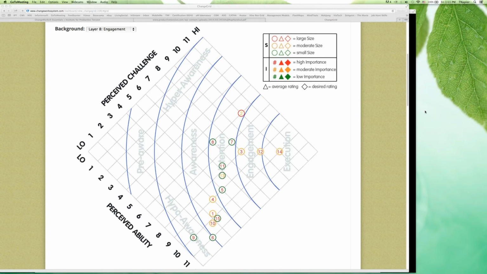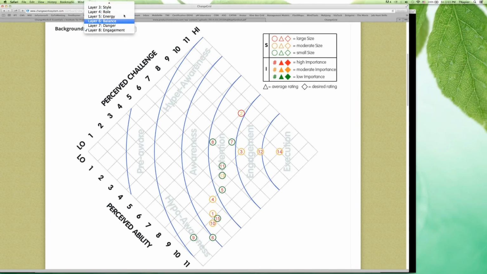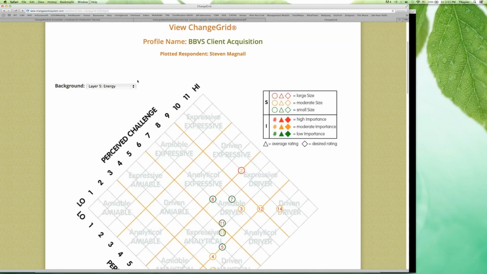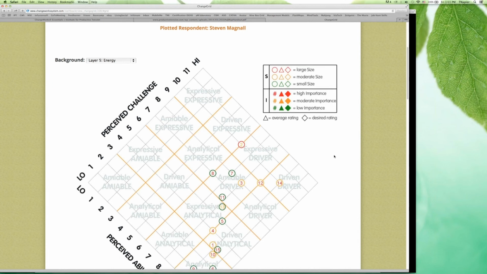Now, I certainly have a PowerPoint presentation around this whole thing, but we seem to be looking more and more at ChangeGrids in order to help you explore this idea of ideal locations. I'm going to go back to the energy layer because that's the layer we seem to use the most when it comes to establishing the ideal location. So let me scroll up here a little bit.